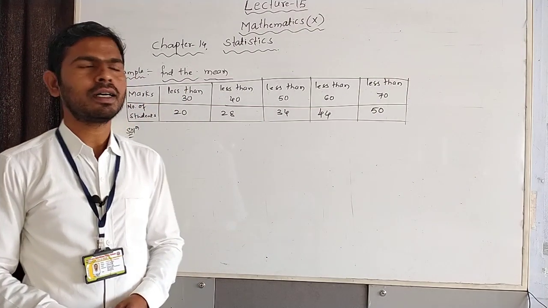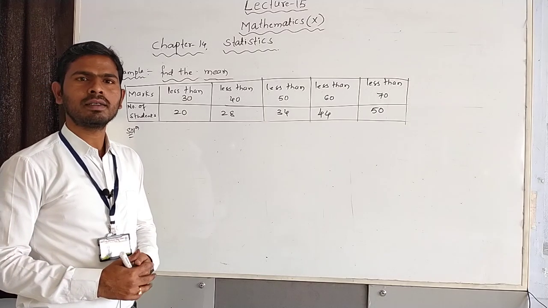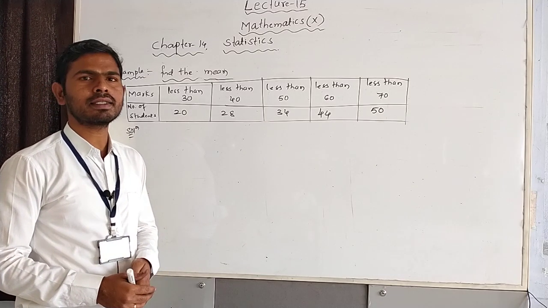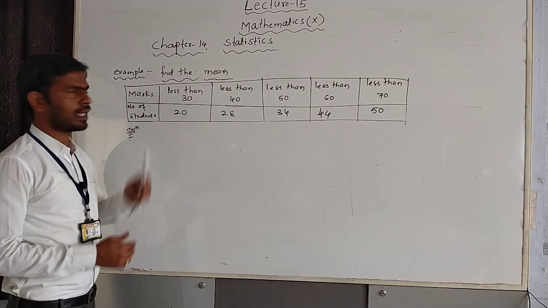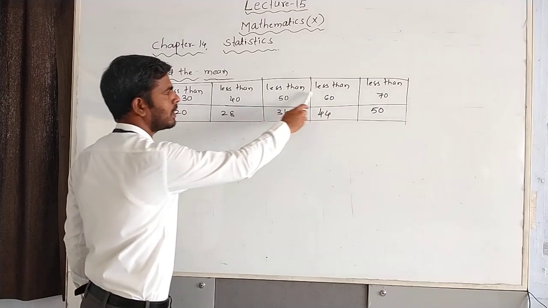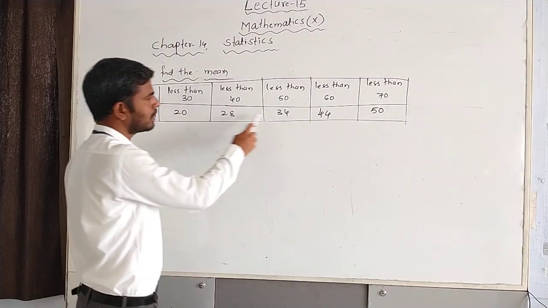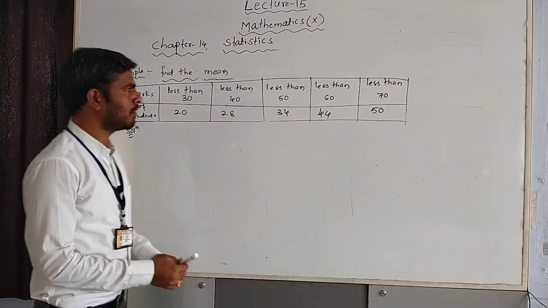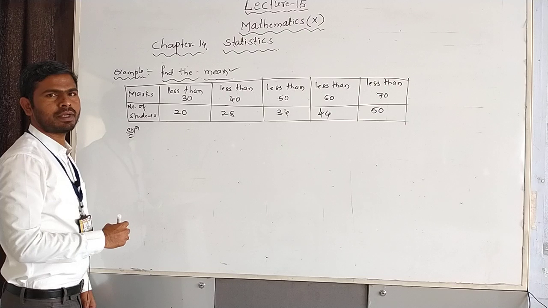Last class we discussed how to find the mode and median of the less than type and more than type, below or above type. In this class we will learn how to find the mean of less than type. Given marks: less than 30, less than 40, less than 50, less than 60, less than 70. Number of students given: 20, 28, 34, 44, 50. You have to find the mean of the less than type data.